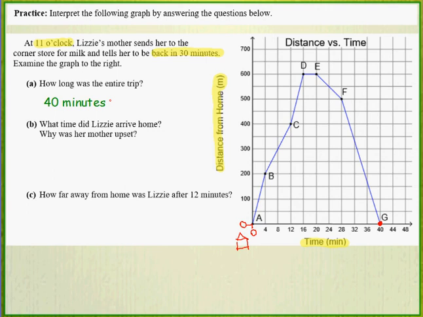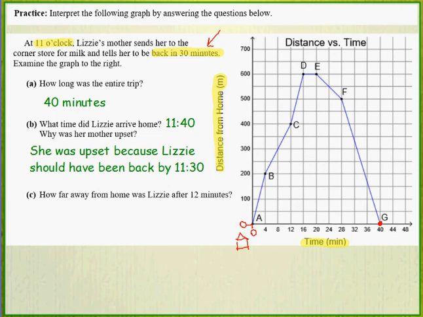So if the entire trip lasted 40 minutes, next we want to know at what time did she arrive home. Well, she left the house at 11 o'clock. This would indicate that she arrives home at 11:40. Why was her mother upset? Well, if we recall, her mother instructed her to be back in 30 minutes. So she was late. She was upset because Lizzie should have been back by 11:30. Lizzie was late.